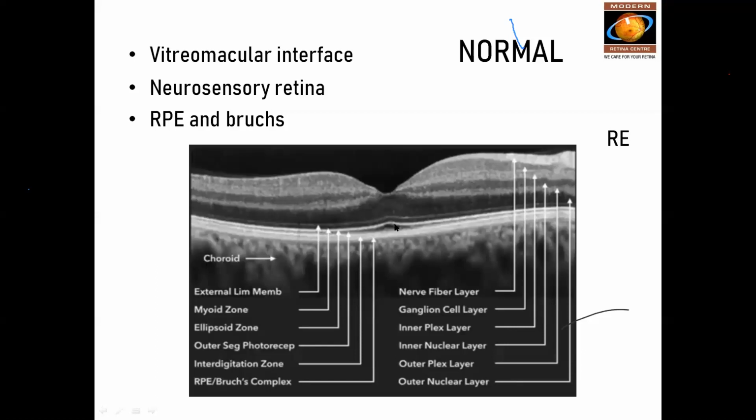And if it progresses, you get the bullseye maculopathy, where there will be atrophy of the surrounding retinal tissue. All the outer retinal layers become atrophic, and you get thinning. They start to thin out. So this is how you can identify HCQ toxicity.